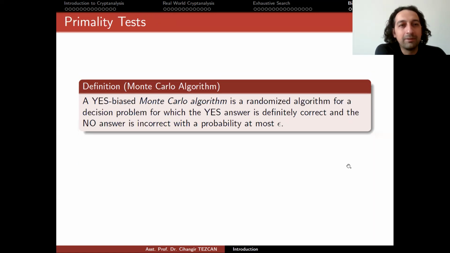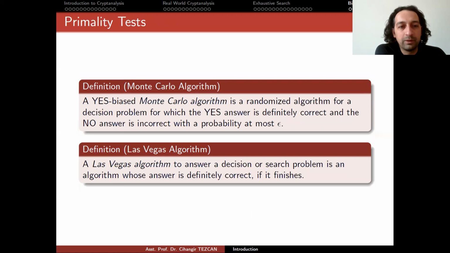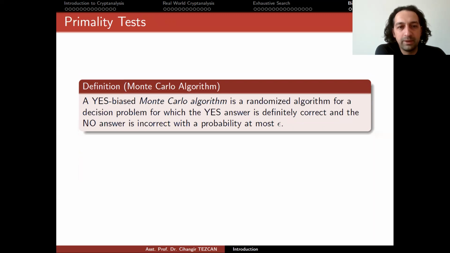And finally, let's give two algorithm types that are generally used in primality testing. We define Monte Carlo algorithms as follows. A yes-biased Monte Carlo algorithm is a randomized algorithm for a decision problem for which the yes answer is definitely correct and the no answer is incorrect with a probability at most epsilon.